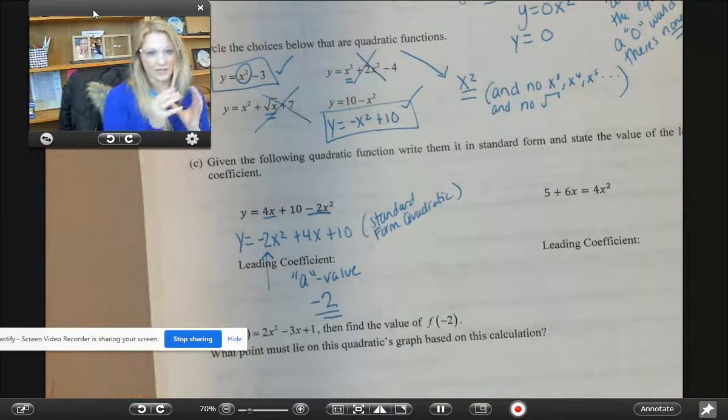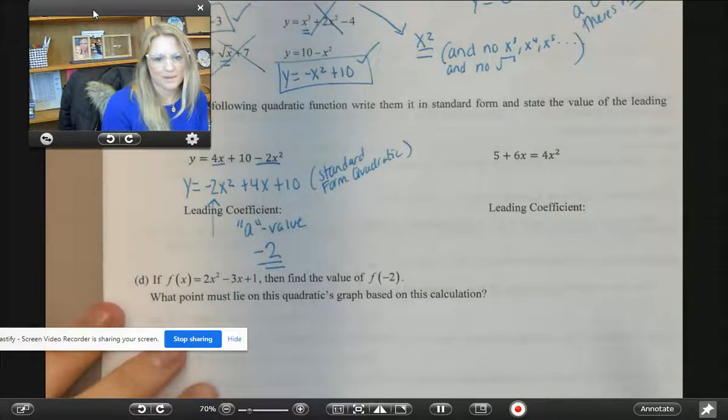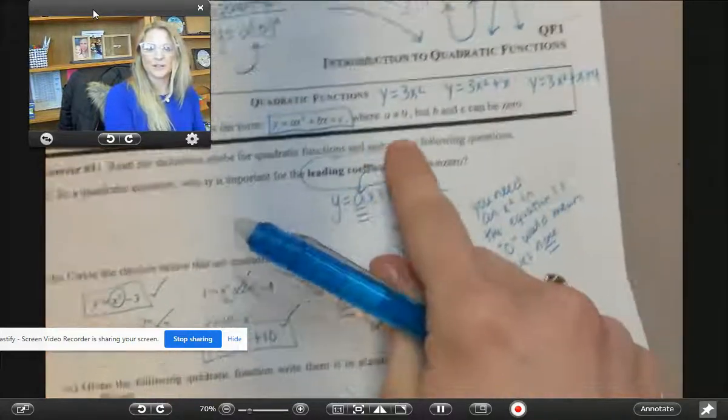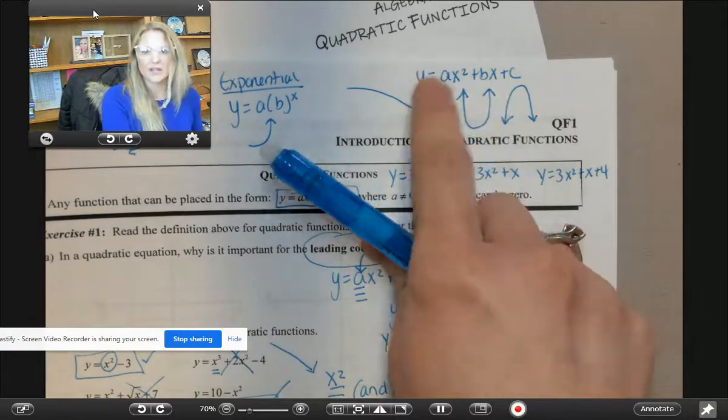Okay, the reason we're talking about that is because it's going to take us to the next step here in a minute. Okay, and why did I call it the a value? Because remember, the standard form of a quadratic is y equals ax squared plus bx plus c. Your a value is your leading coefficient.